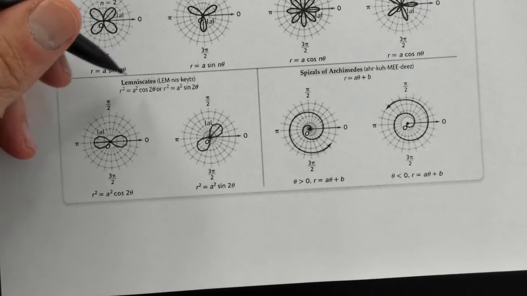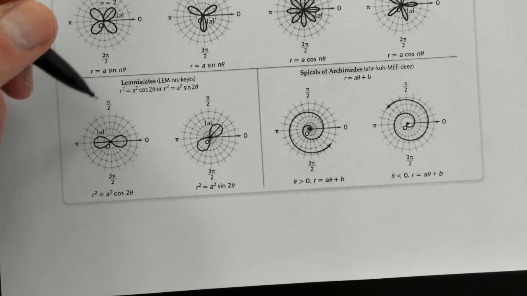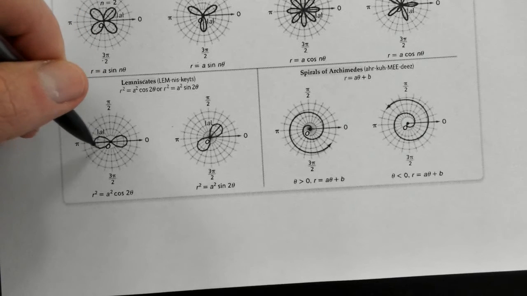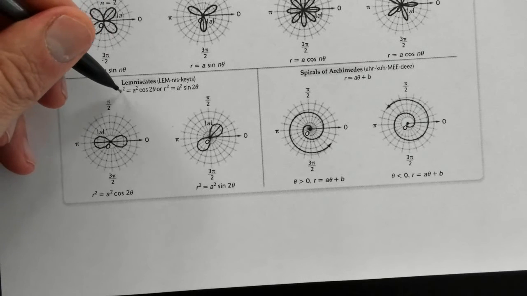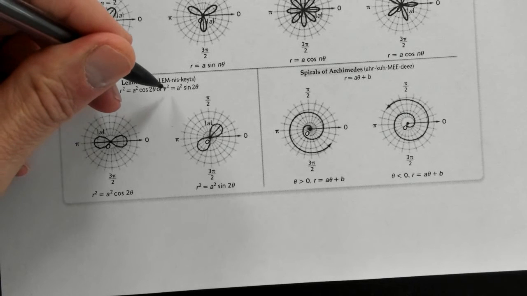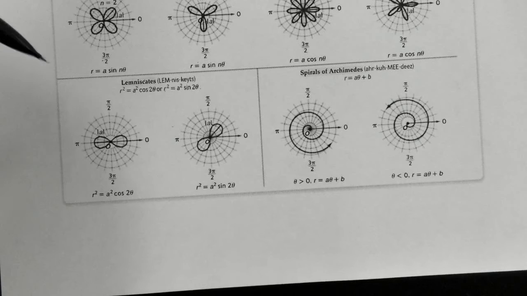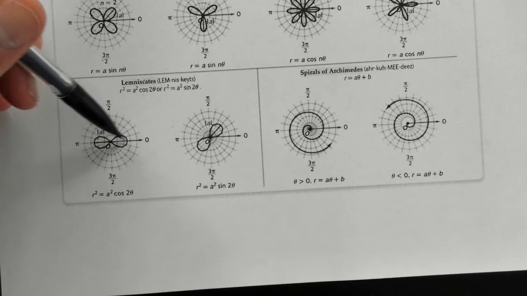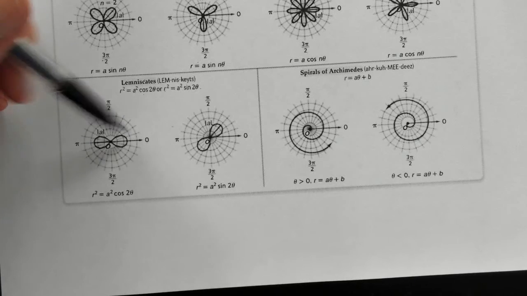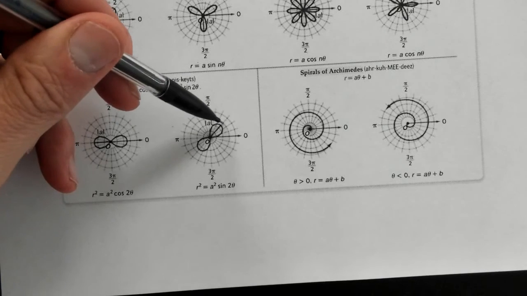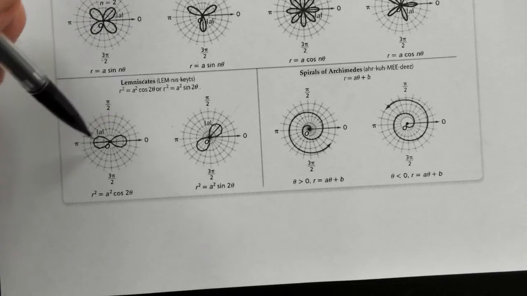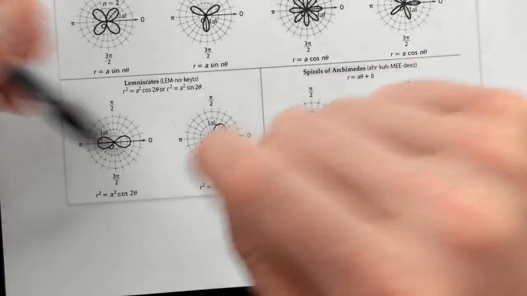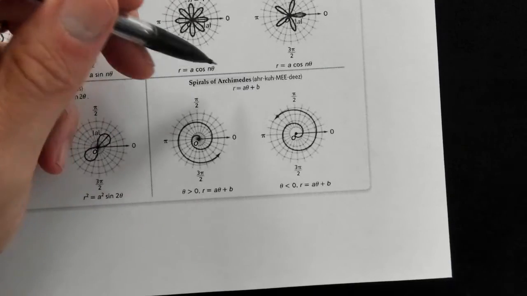Then a couple more groups of graphs. Lemniscates are the next set, and it's a looped graph that almost looks like an infinity symbol. Those have the form r squared equals a squared cosine 2 theta, or r squared equals a squared sine 2 theta. If it's cosine, then it has a horizontal orientation to the graph. And if it's sine, it has what we would call a diagonal orientation to the graph. And of course, the value of a determines how big the loops are. Then the last one, you've got a spiral, right?